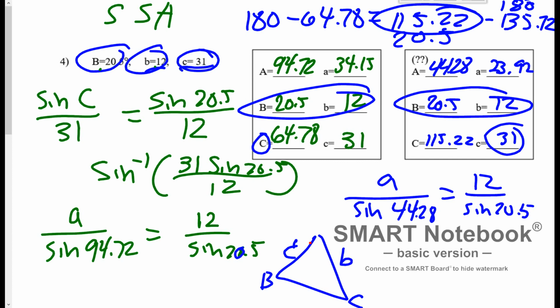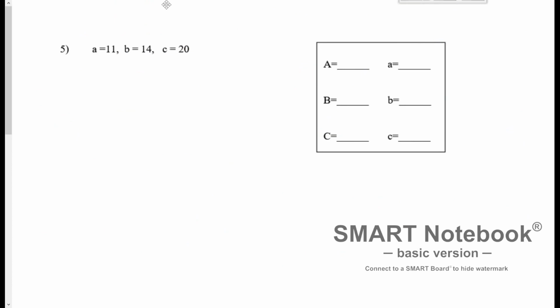Anytime the angle is in between the two sides, then it's okay. You won't have two possibilities. It's only when the angle is not in between that you always have a possibility of no triangles, one triangle, or two triangles. All right, so this one we have three sides.